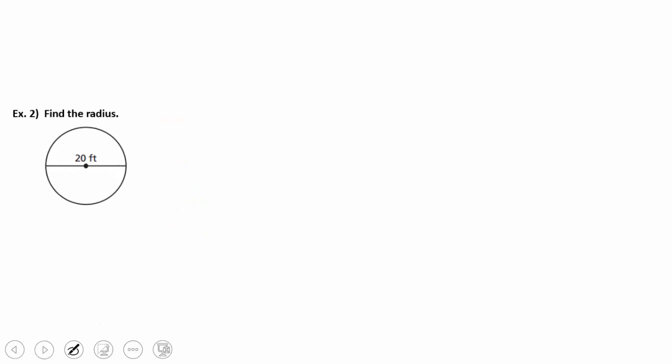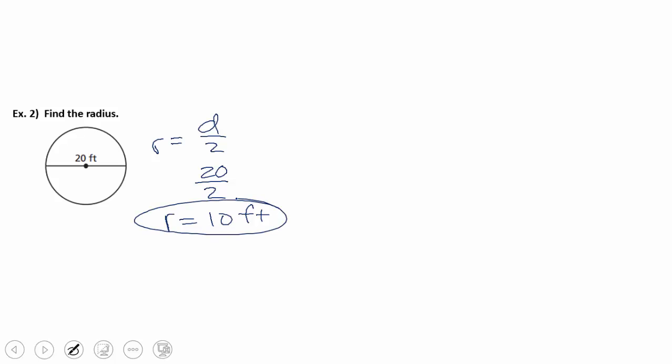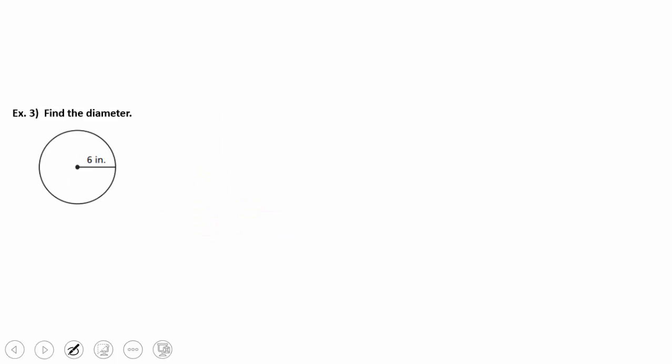Okay, you have to know what you're talking about, though. All right, so our next one, we're going to find the radius of this circle. And we can see that it gives us a diameter of 20 feet. And we know that the radius is equal to the diameter divided by 2. We put in the numbers, 20 divided by 2, and we get a radius of 10 feet. Once again, labels are important on those numbers because those numbers now have meaning.